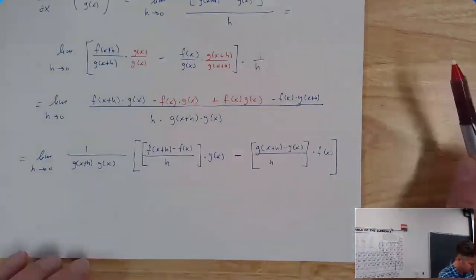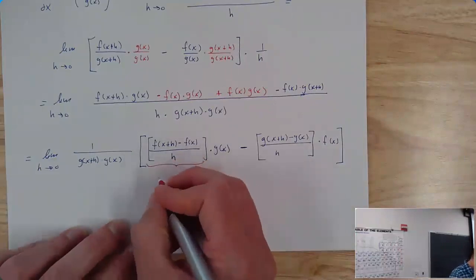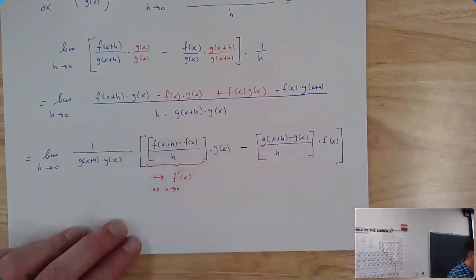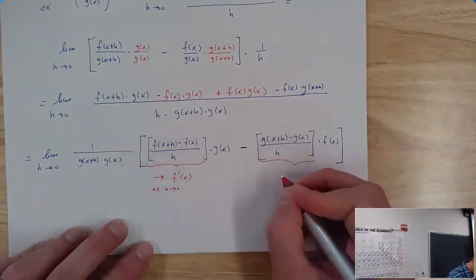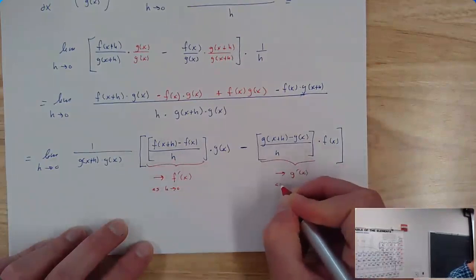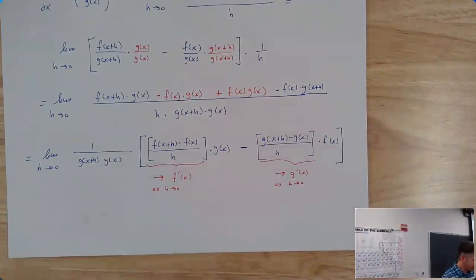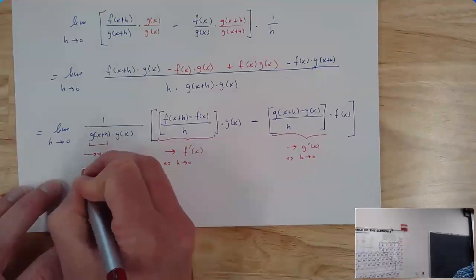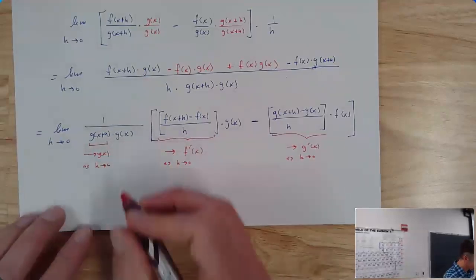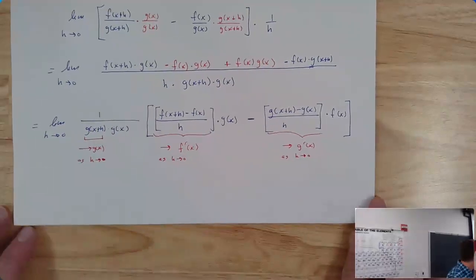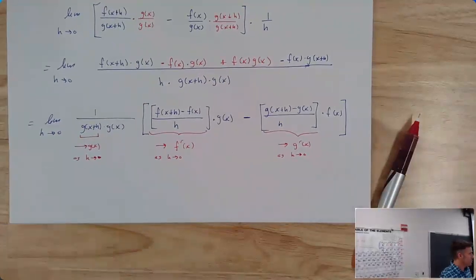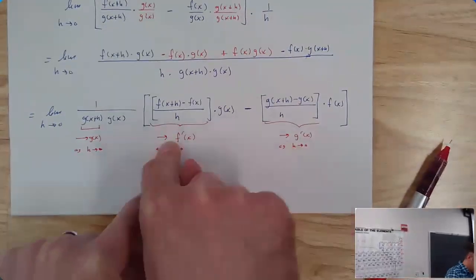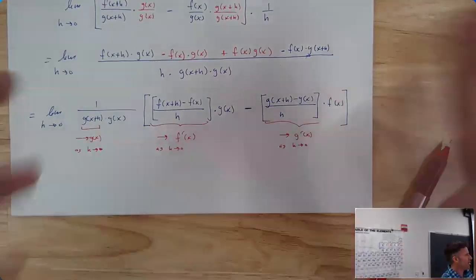But now here's the cool part. The limit of this goes to f prime of x as h goes to 0. And the limit of this goes to g prime of x as h goes to 0. And just to be super extra explicit, this goes to g of x as h goes to 0. So technically, if you wanted to be very precise, you would break this up and say, okay, this is going to equal the limit of this times the limit of all this. And then the limit of all this would be the limit of this times the limit of this minus the limit of this times the limit of this. But we're not going to write all that because it's terrible.